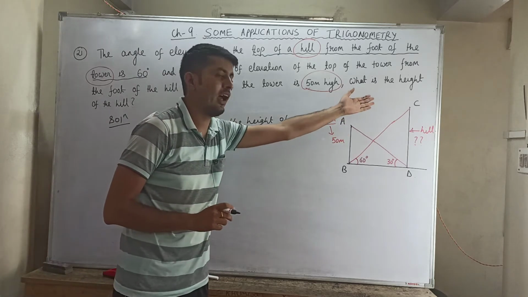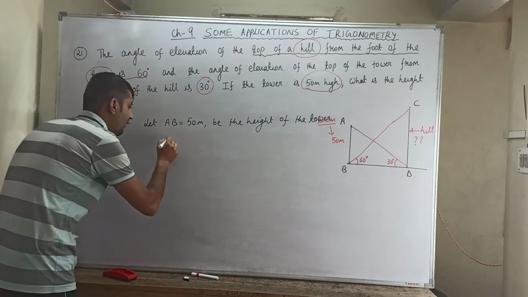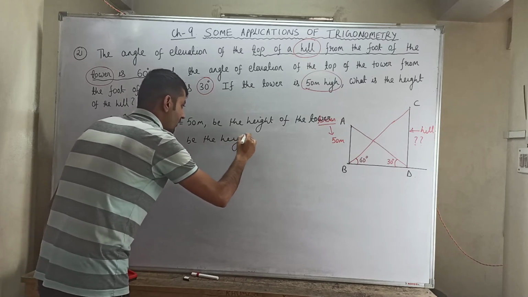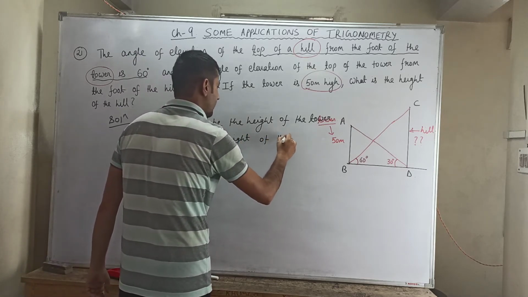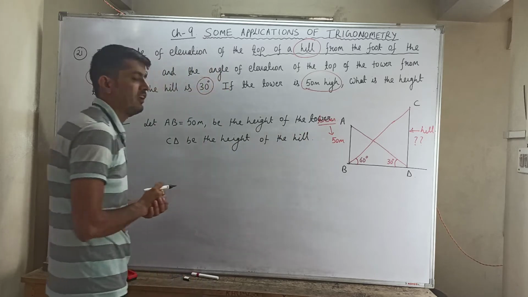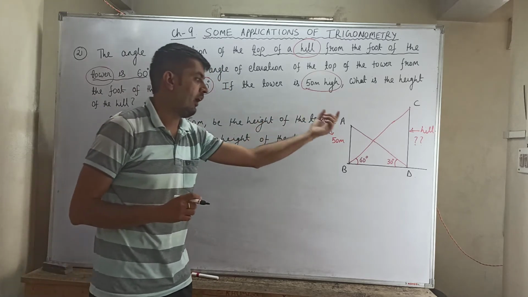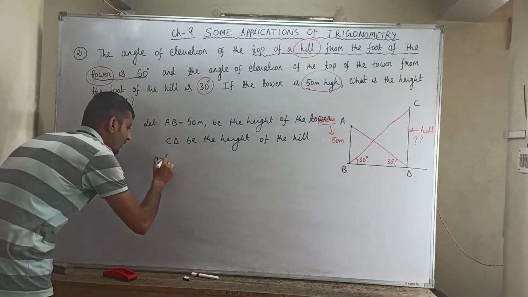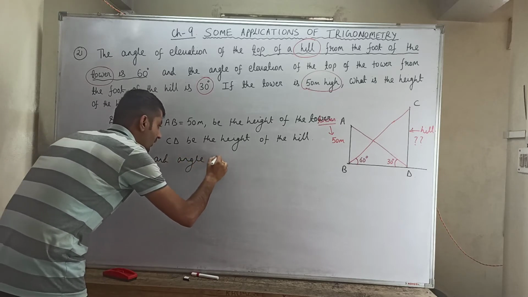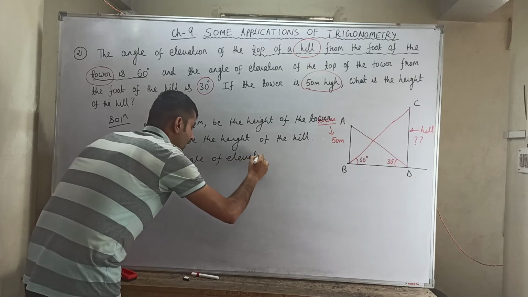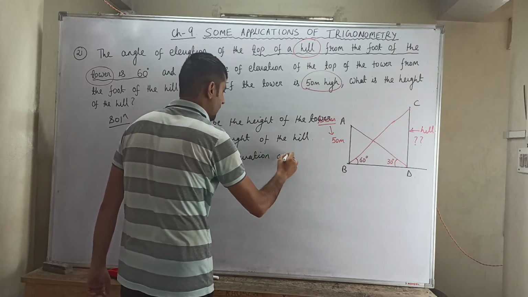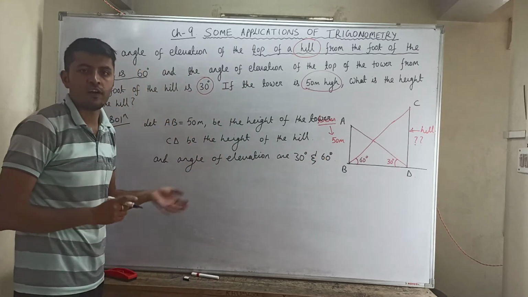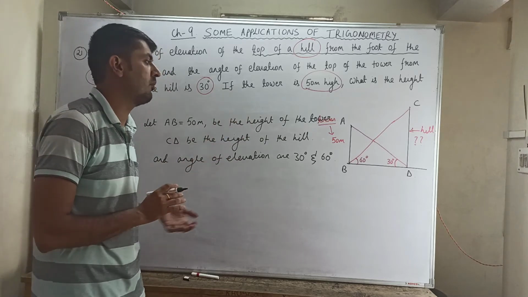Then next, CD be the height of the hill. Your CD is the height of the hill. Then you can simply write down that the angles of elevation are 30 degrees and 60 degrees. So you do a little bit of writing from the figure.